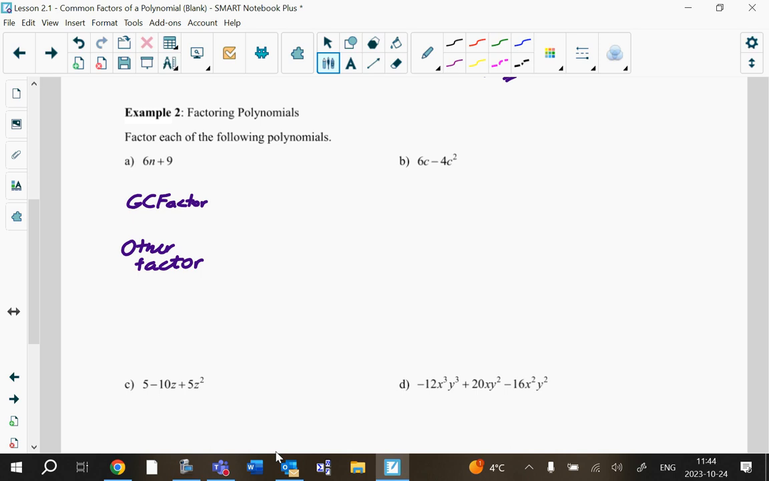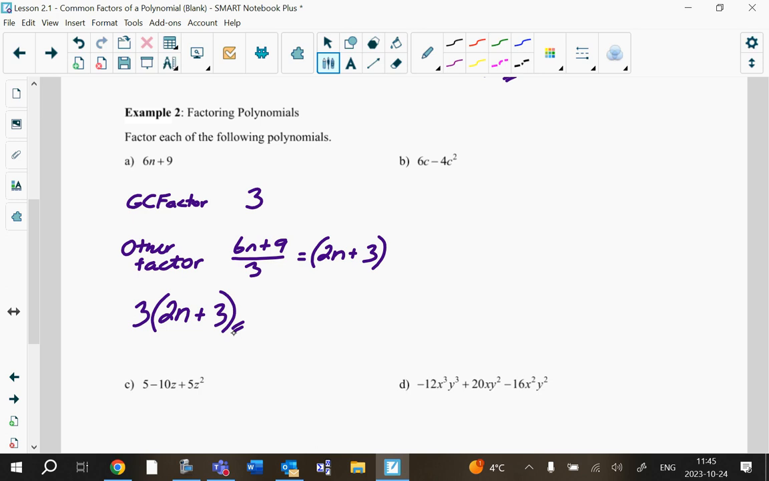So what's the GCF? 3. How do I find the other factor? Take the original, all the terms, and divide them all by 3. What do you get? 2n plus 3. Remember, you got to divide all of them by 3. So that means that this times this, these multiplied together, is my answer. And that's exactly what factoring is. Getting a little better? Okay.